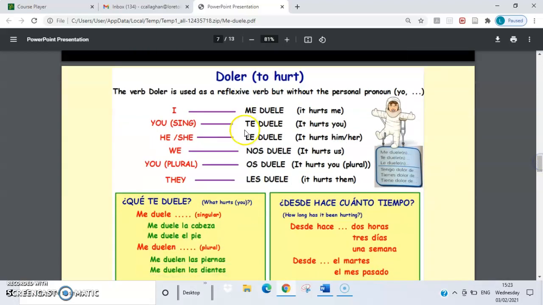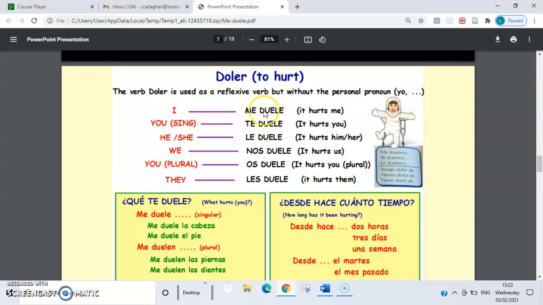And it works exactly like the verb gustar, okay? So there's no yo, tú, él yet. We have these me, te, le, nos, os, les, just exactly like gustar, okay? The other thing to be conscious of with the verb doler is that the O goes from O to UE. So here we've got me duele, te duele. The duele refers to the thing, the me, te refers to the person.